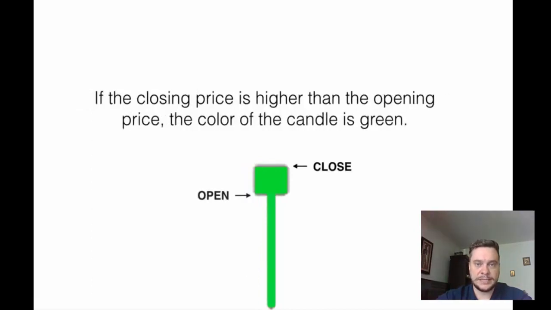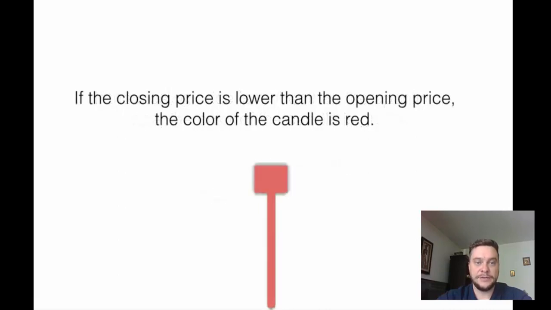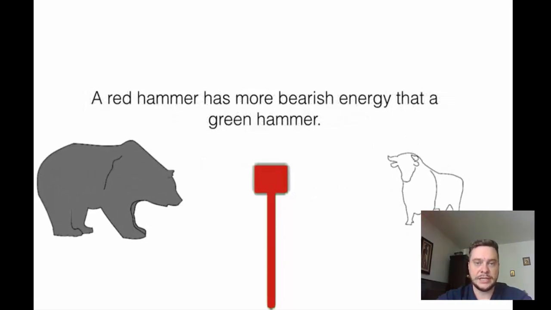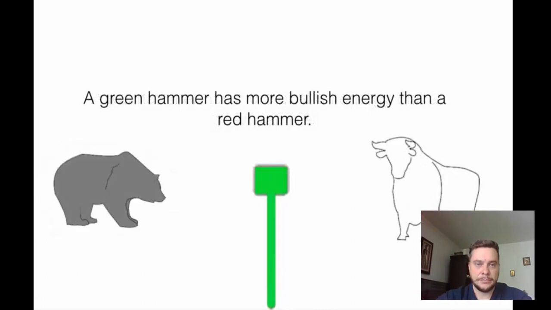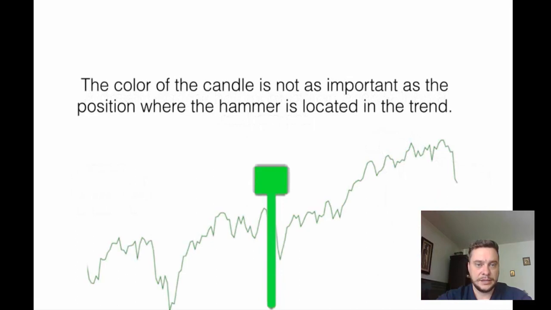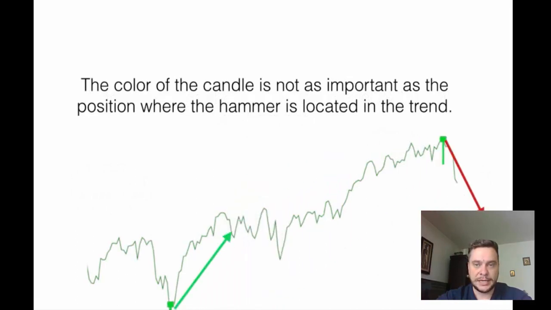If the closing price is higher than the opening price, the color of the candle is green. If the closing price is lower than the opening price, the color of the candle is red. A red hammer has more bearish energy than a green hammer. A green hammer has more bullish energy than a red hammer. The color of the candle is not as important as the position where the hammer is located in the trend.